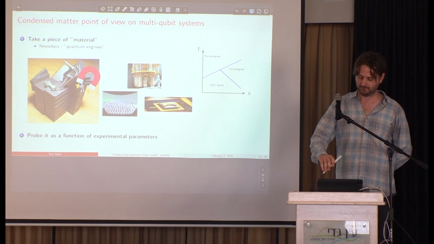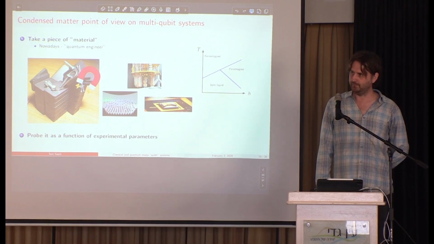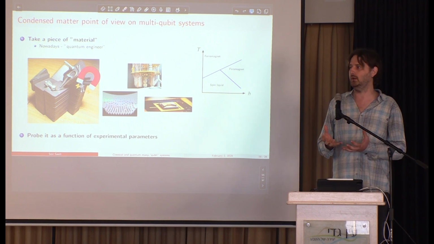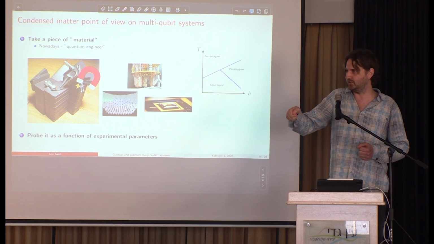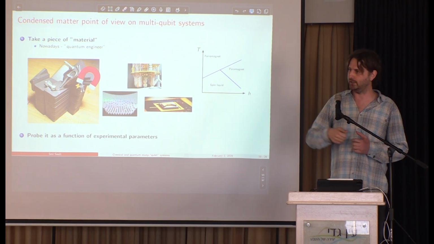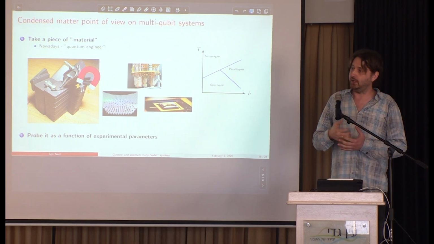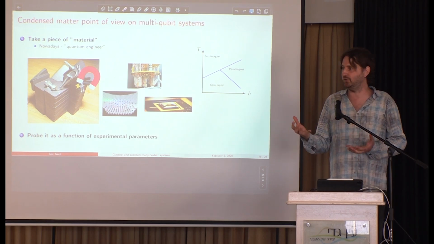H and T are external parameters that change in an experiment. So you have a knob in the experiment. You can control the temperature, and you control the strength of the external magnetic field. As a function of those parameters, the material behaves differently.